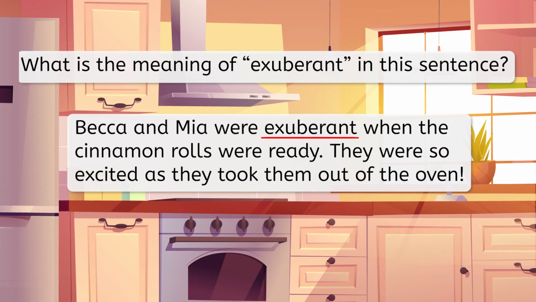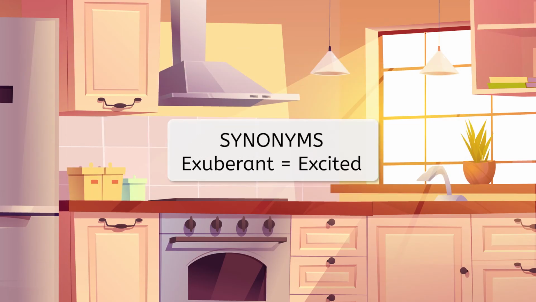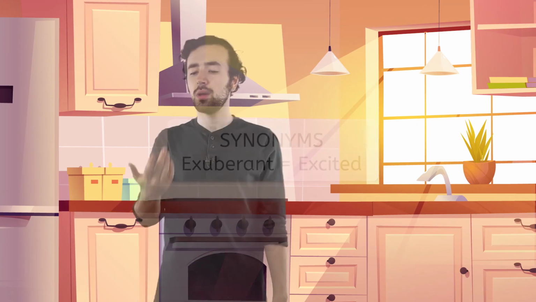I was unfamiliar with the word exuberant, but it seems to describe how Mia and Becca felt. A word that describes their feelings that I am familiar with in this example is excited. The author used excited to describe how Mia and Becca felt, similarly to how they used exuberant to explain how they felt. When I connect those words, I know that exuberant is synonymous with excited. So, that's how synonym context clues allow you to use your prior knowledge of vocabulary to find the meanings of unknown words.